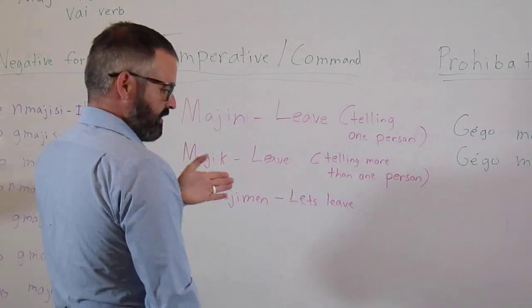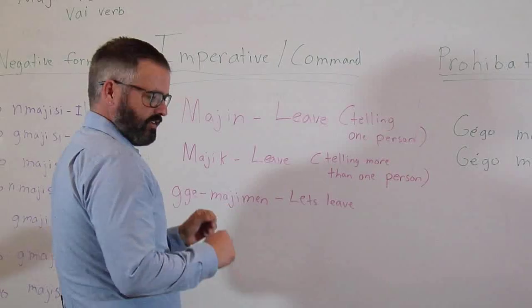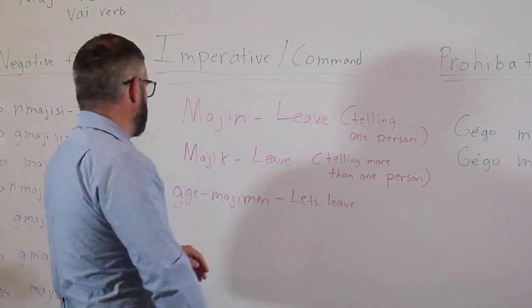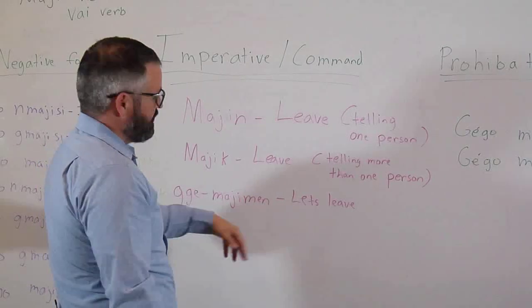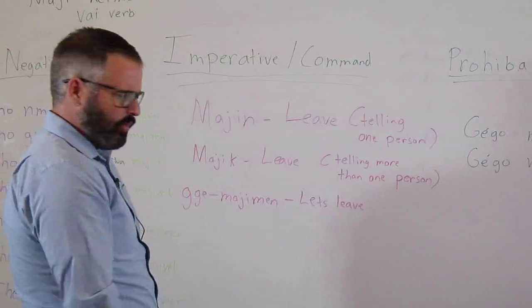Majin, you're telling them leave. Okay. Majik, you're telling more than one person. So like everybody leave. Majik. Majik, everybody leave. And then gage majiman, let's leave. Gage majiman. This is kind of a pseudo form, if you will.